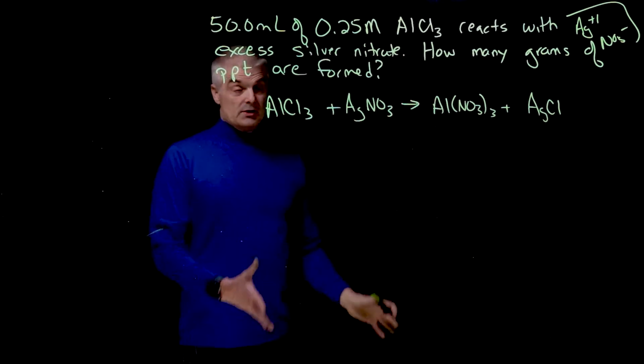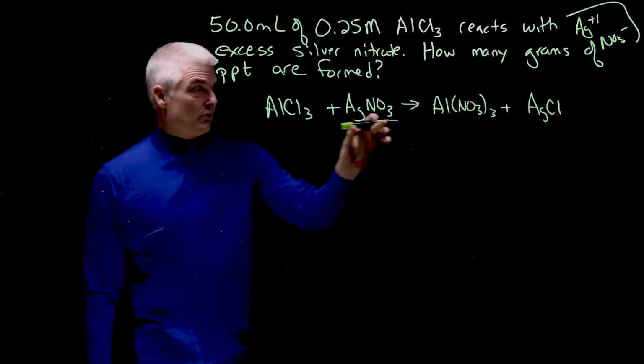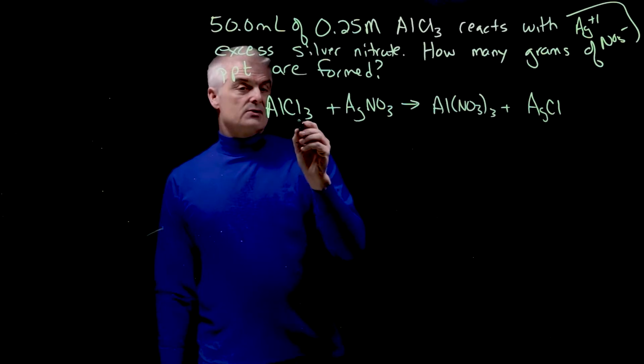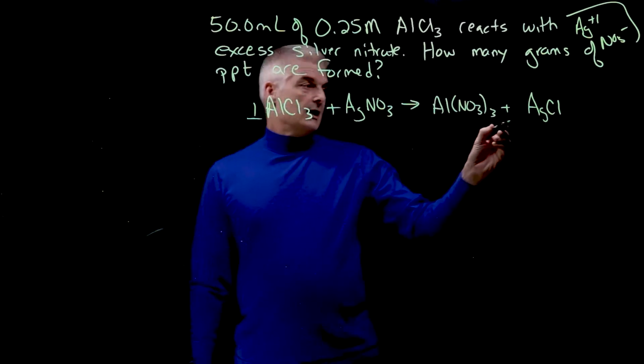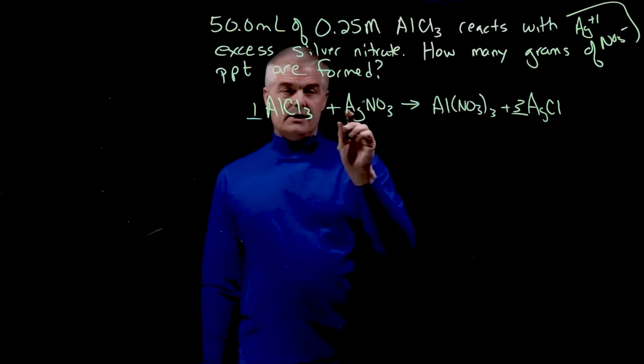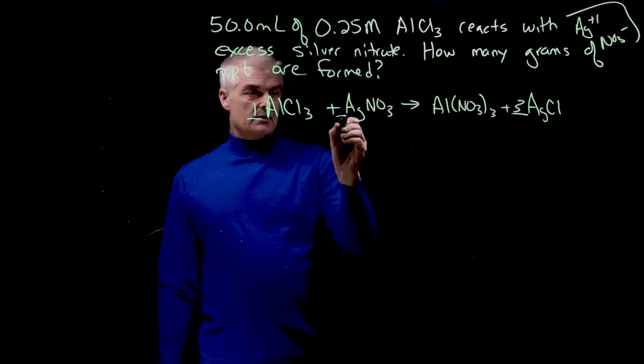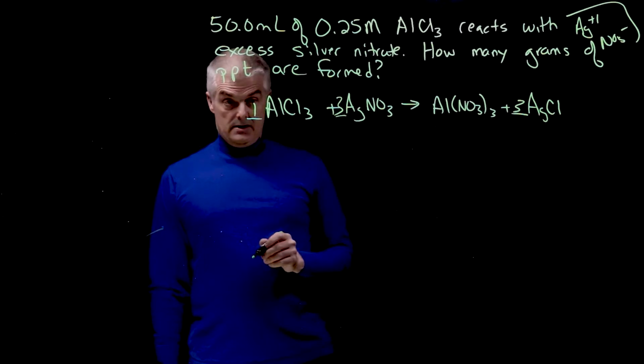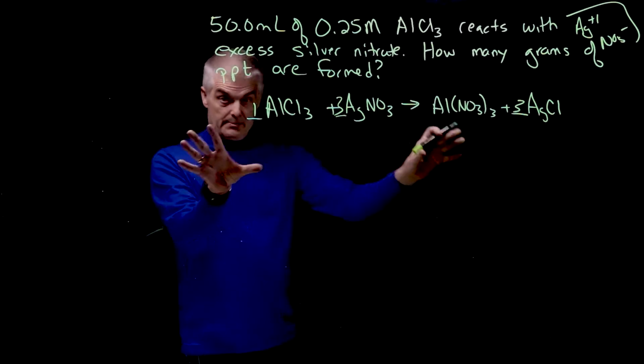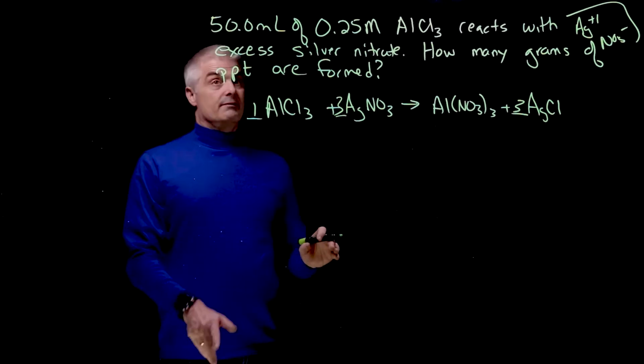Now the balanced equation is not done yet because I got 3 chlorides here and 1 chloride over here. So I'm going to put a 3 here. That gives me 3 Ags, but that doesn't work here, so I'm going to put a 3 here. Now, that's the balanced equation. If you don't know how to do that, we're going to work on that.